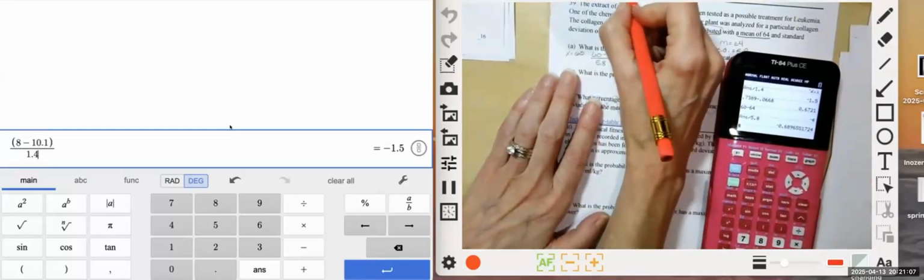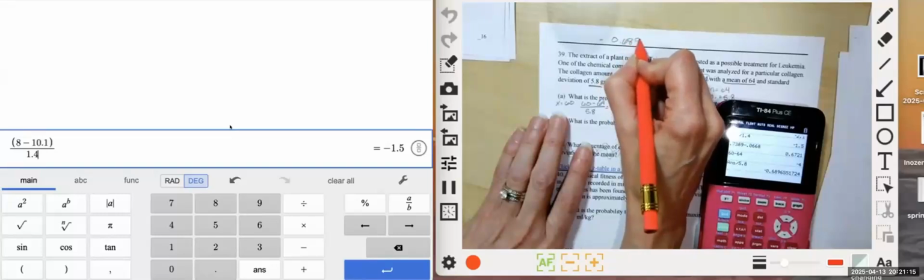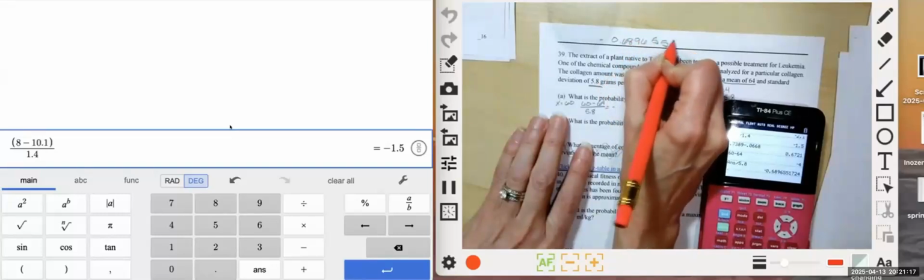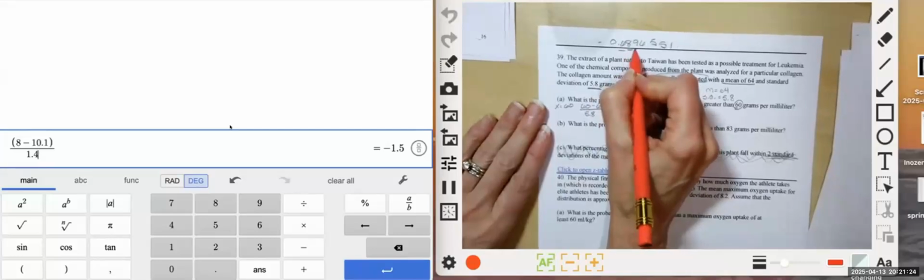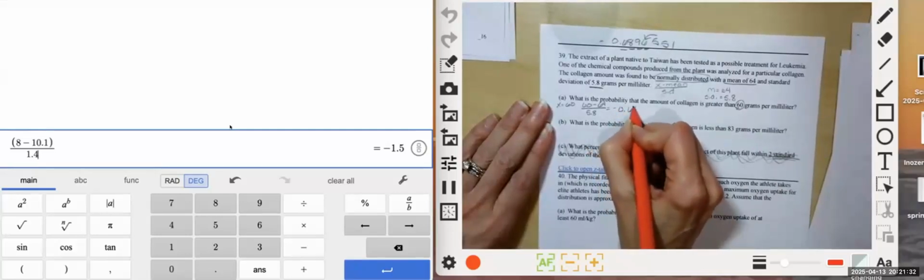So what is this? Negative 0.68965551. Okay, so if we're going to 4 numbers after, that 5 is going to round that up. So negative 0.6897.